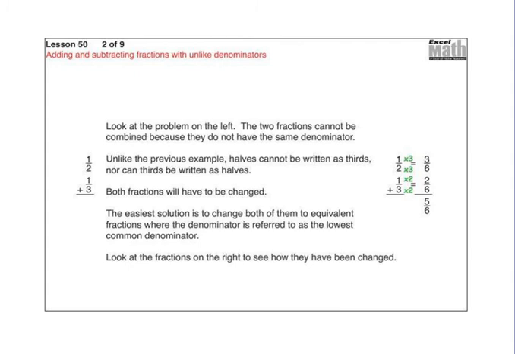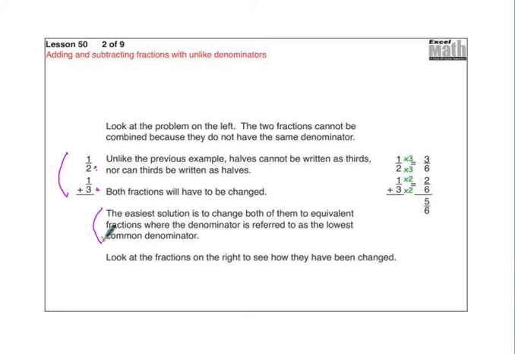And look at the problem on the left. The two fractions cannot be combined because they do not have the same denominator. 2 and 3, not the same. Unlike the previous example, halves cannot be written as thirds, nor can thirds be written as halves. Both fractions will have to be changed. I can't change 1/2 into something that has 3 as the denominator. It's not going to work. I can't change 1/3 into something that has 2 as the denominator. That won't work as well.